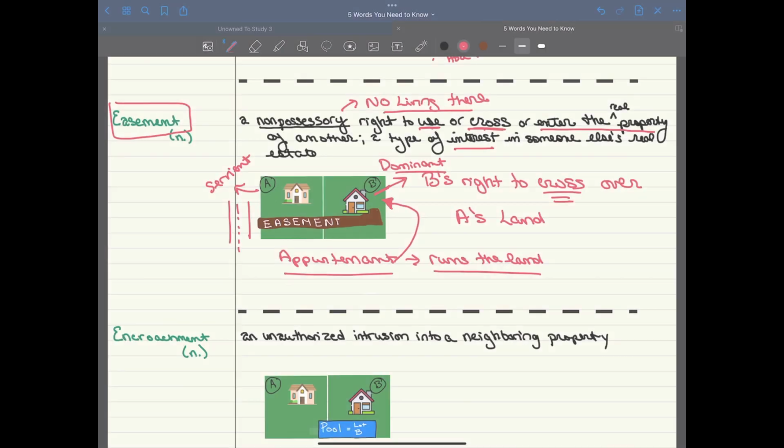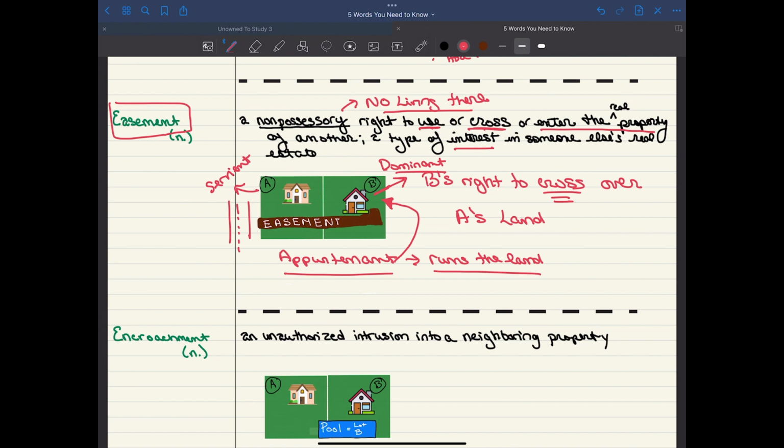That is your easement. Well, the next word that I know we sometimes struggle with is the word encroachment. Now, an encroachment is when you have an intrusion. So you'll see down here, Lot B has put up a pool, but it is clearly crossed over into Lot A. So Lot B's pool is on the wrong side. It's like when you're kids and you've got a sibling and they're in your space. Yeah, the pool for B is in A's space, and this is an encroachment, an unauthorized intrusion into a neighboring property.